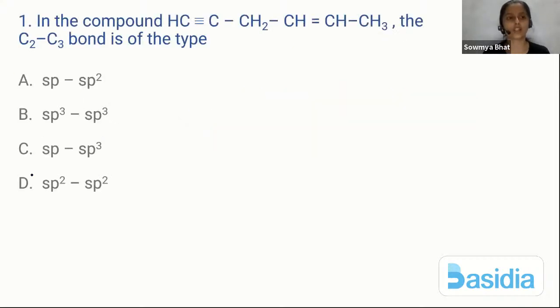So the first question which we have here is, the compound is given. In this compound, the C2C3 bond is of the type. So to find out the C2C3 bond, first we have to number the organic compound. So this is the organic compound which is given. I'm going to rewrite it.